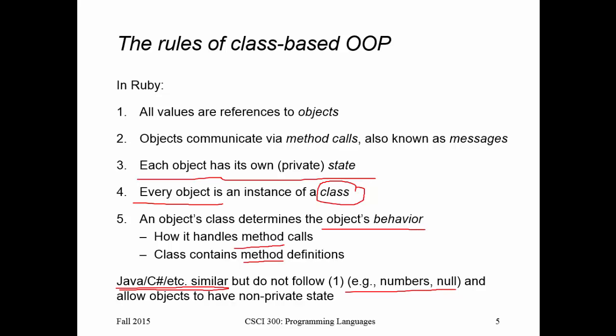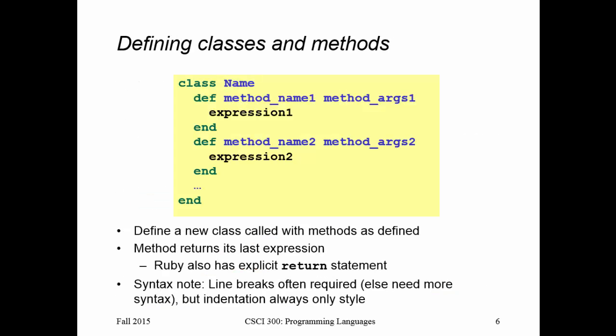Like some numbers or some nouns, so we cannot call them an object. But here in Java, we can have a non-private state. We can have a public variable, and that means that variable can be accessed publicly, globally. We can see this is the syntax, the format, for how to define a class.